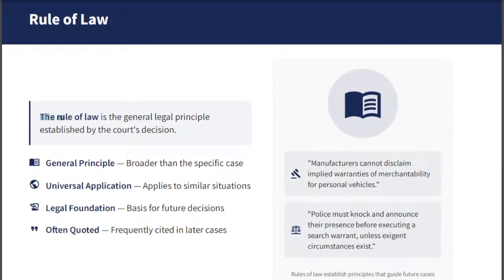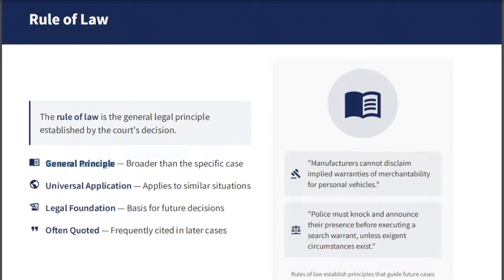Rule of law. The rule of law is the general legal principle established by the court's decision. General principle, broader than the specific case. So the rule of law is going to be a general, very broad principle. Universal application: it applies to similar situations. Legal foundation, the basis for future decisions. And it's often quoted, frequently cited in later cases. So that's where a rule of law comes in. If it's often quoted, it's a legal foundation, universal application, and a general principle.